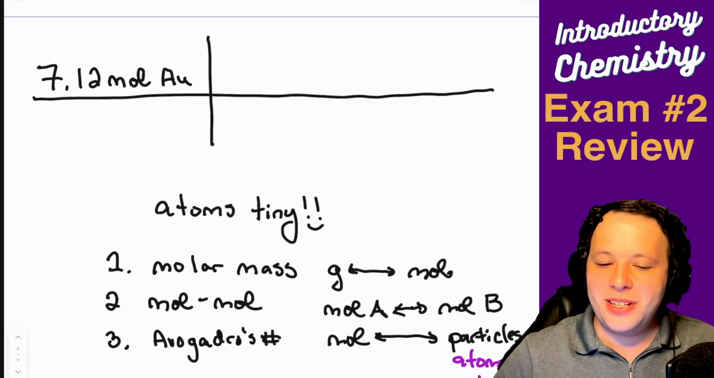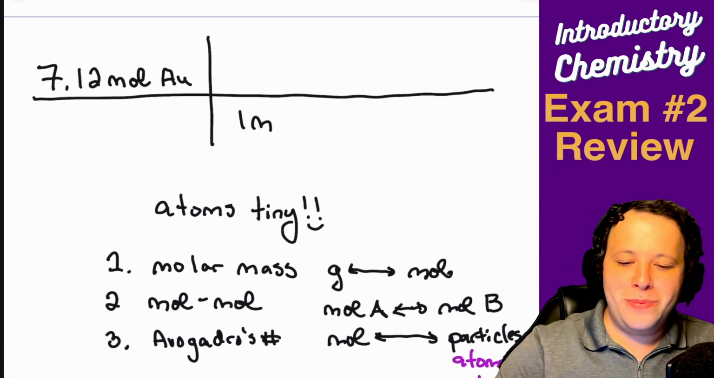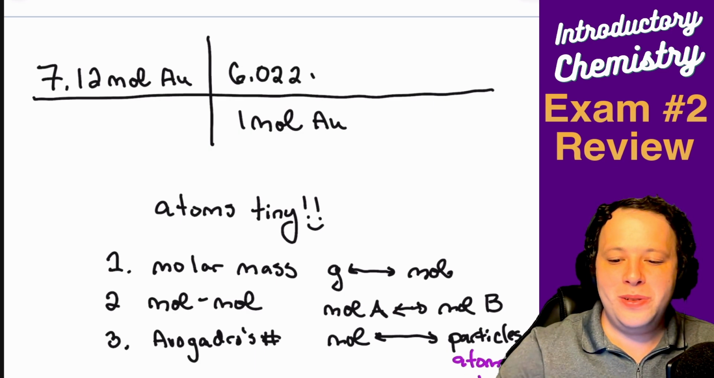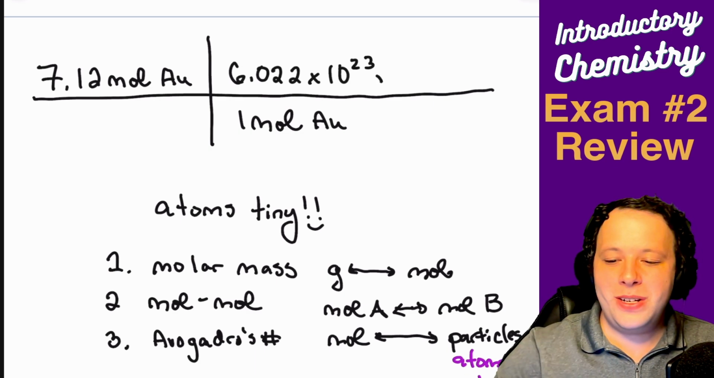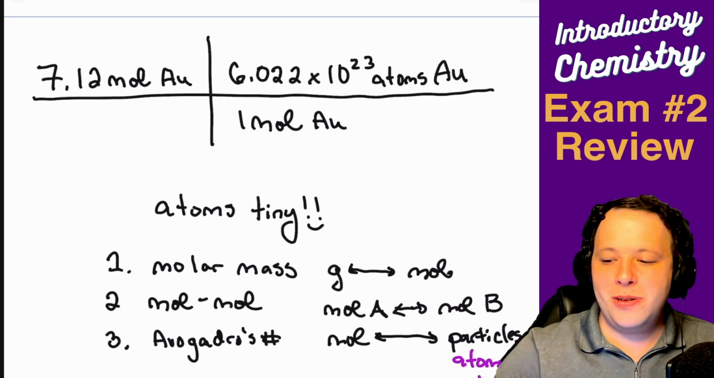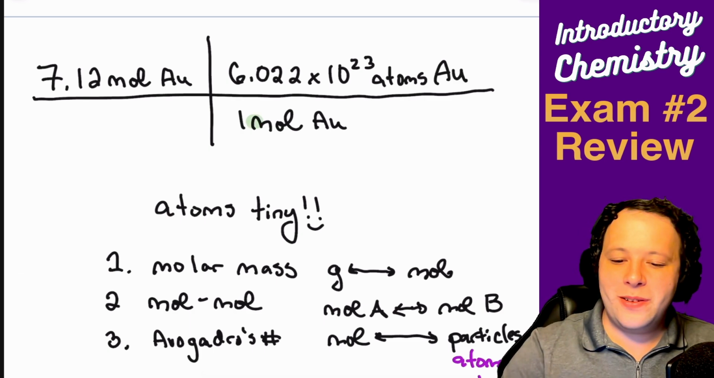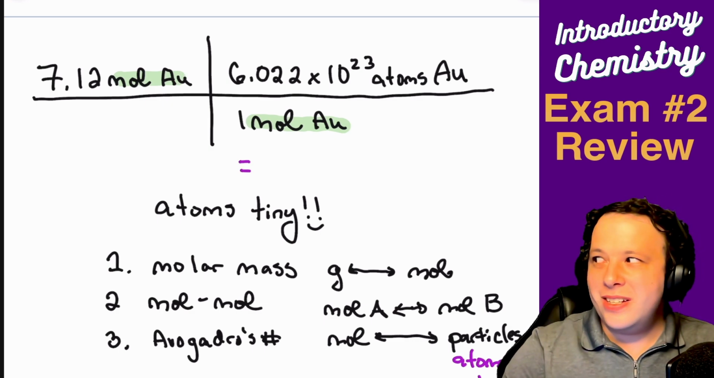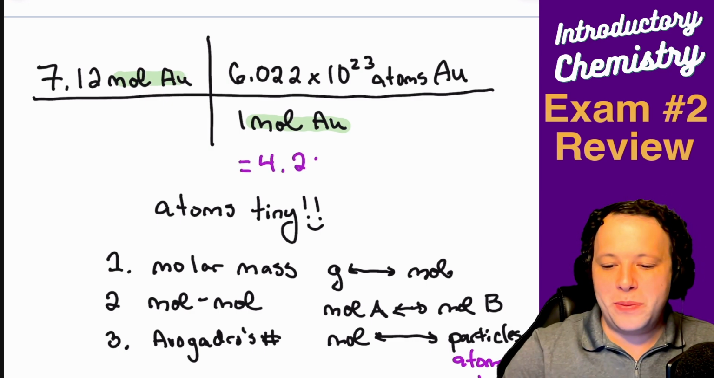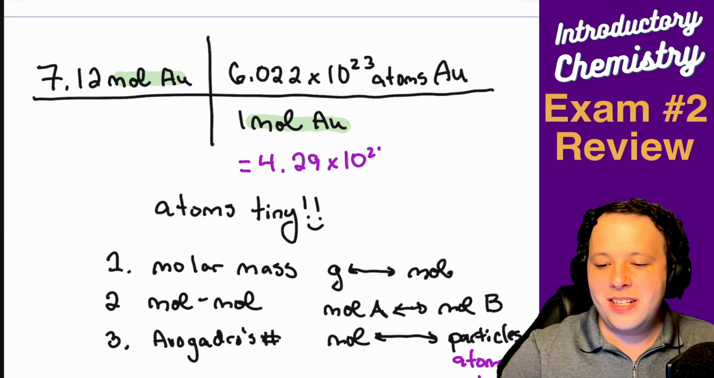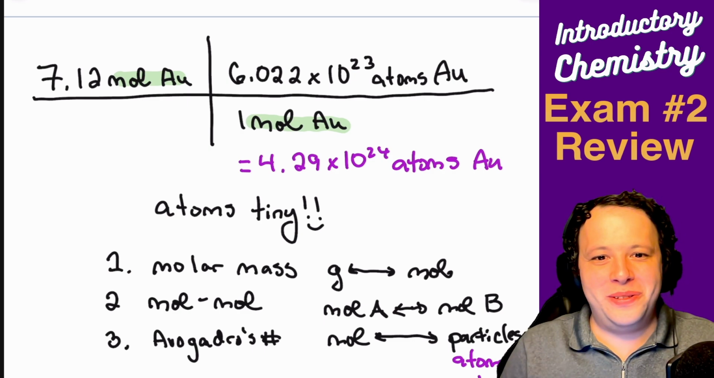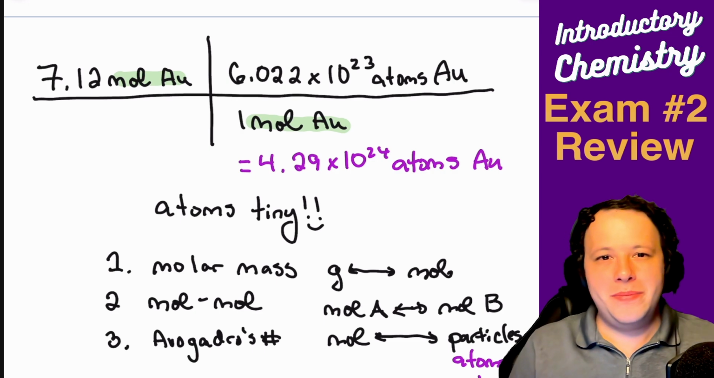So in this case, we're going to use Avogadro's number. 1 mole is the equivalent of 6.022 times 10 to the 23 atoms of gold. When we do that, we can see moles of Au cancels. As a result, when you do this problem, you're going to get 4.29 times 10 to the 24 atoms of gold. So you just multiply across. This is the entire idea of what we're going to do here. It's one of those more basic conversions.